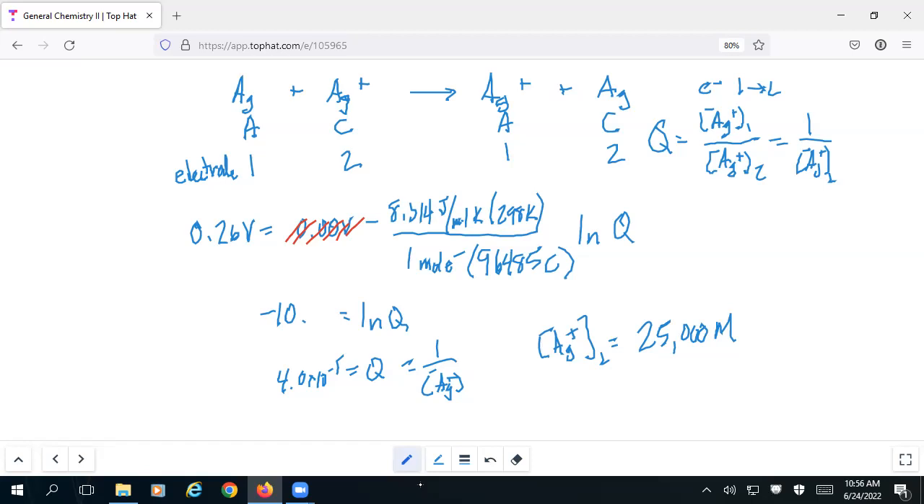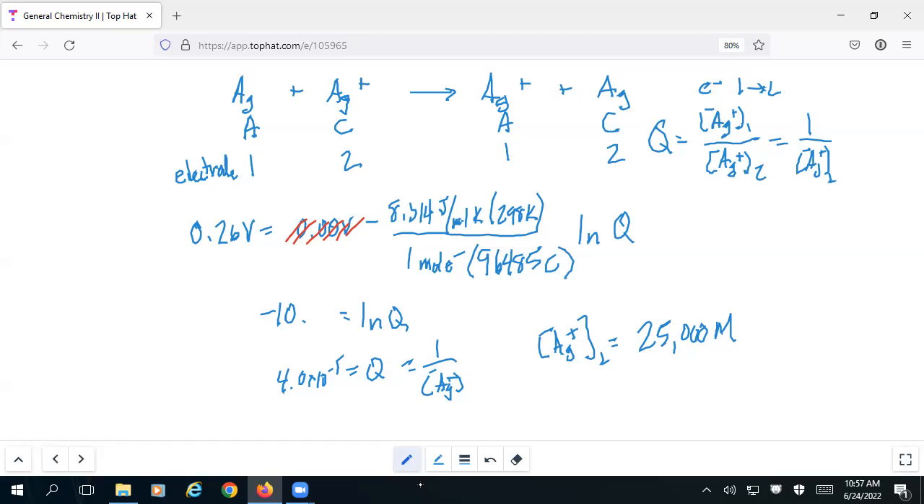If the electrons were flowing from 2 to 1, then this would work out. And instead of needing a 25,000 molar solution, the value that we found here, 4 times 10 to the negative 5th, that would be the concentration of the silver ion in cell number 2 if the electrons were going the other way, from 2 to 1 instead of from 1 to 2.